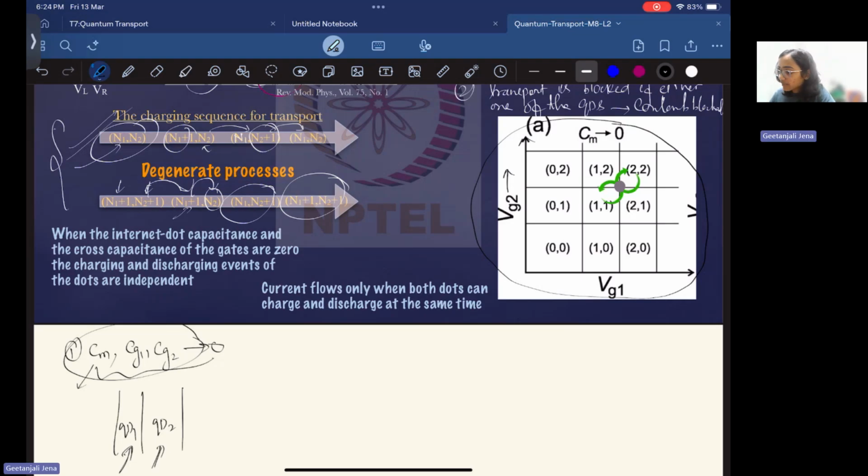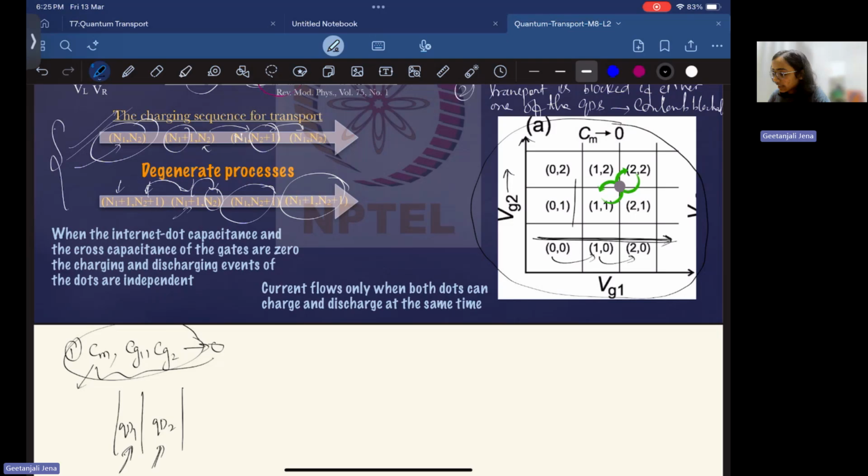So for this case, depending on the symmetry of the quantum dots, we'll see either a square lattice or a rectangular lattice. If you look at this figure, in this direction we are changing Vg1. That is why the number of electrons in QD1 is changing from 0 to 1 and 1 to 2. And for this direction, Vg2 remains unchanged, because they are completely independent.